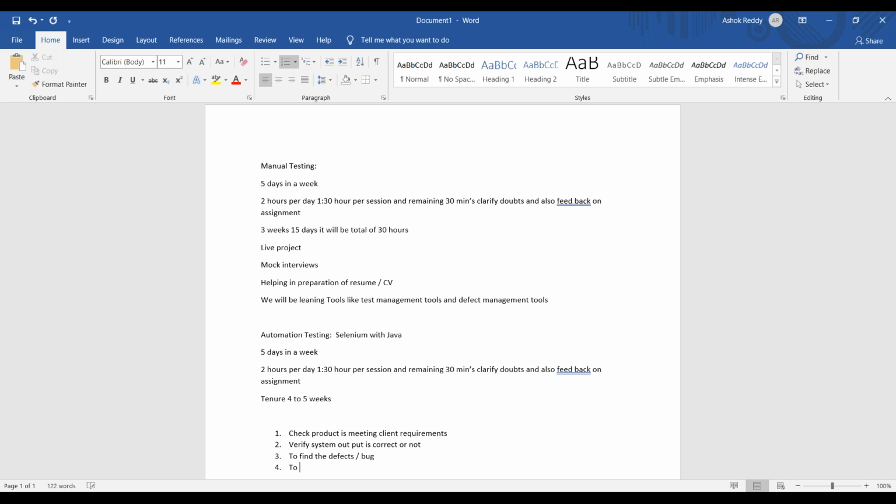To find the defect and to prevent the defect. So what do you mean by to prevent the defects? From whom do I want to prevent these defects?